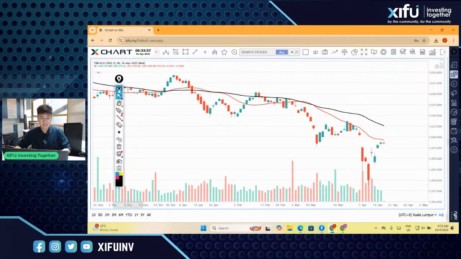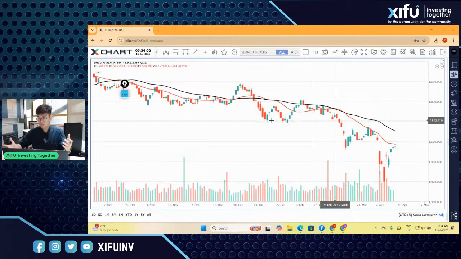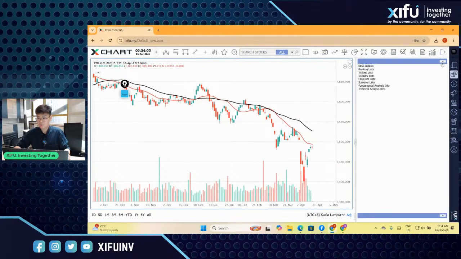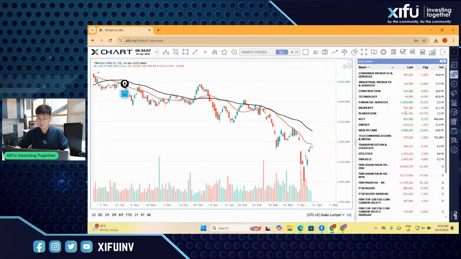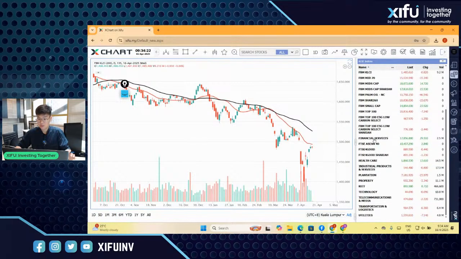Now, this is the FBM KLCI. Still the same, nothing much, no major changes, still in a downtrend. Now let's look into the overall KLCI indices at this moment. Some green, mostly red. Construction, financial services. It looks like the banks are holding well right now. Any others? Mid cap.